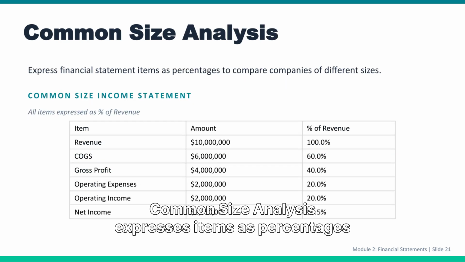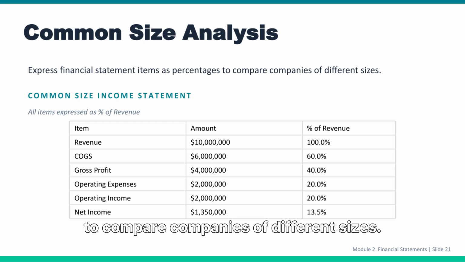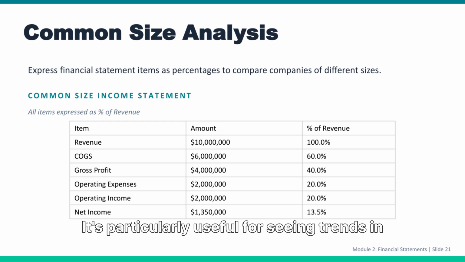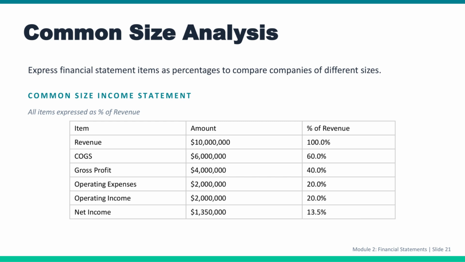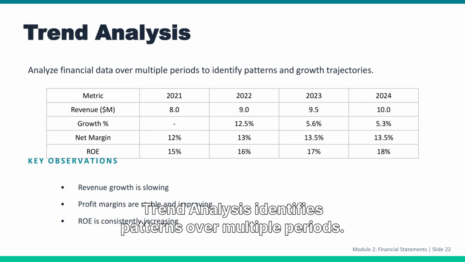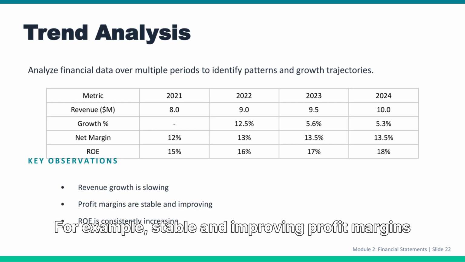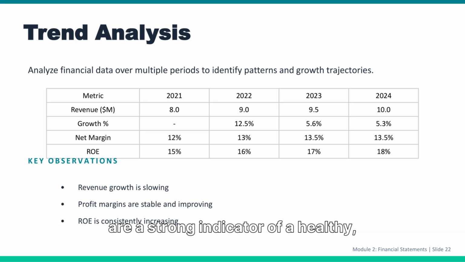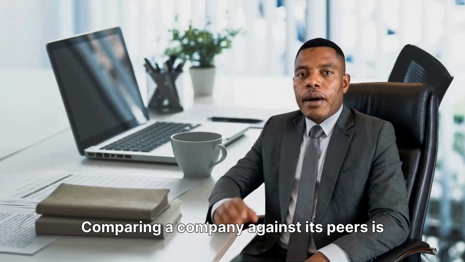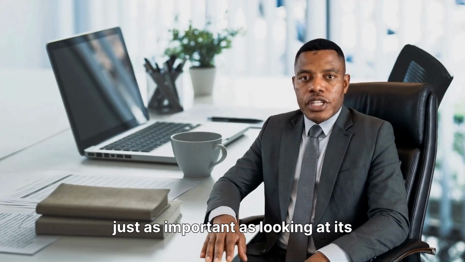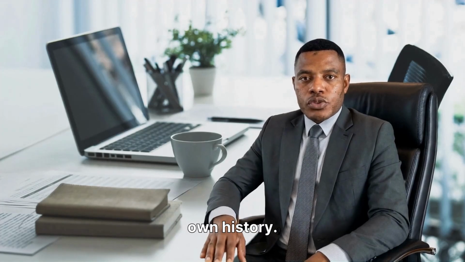Common size analysis expresses items as percentages to compare companies of different sizes. It's particularly useful for seeing trends in the income statement. Trend analysis identifies patterns over multiple periods. For example, stable and improving profit margins are a strong indicator of a healthy, growing company. Comparing a company against its peers is just as important as looking at its own history.